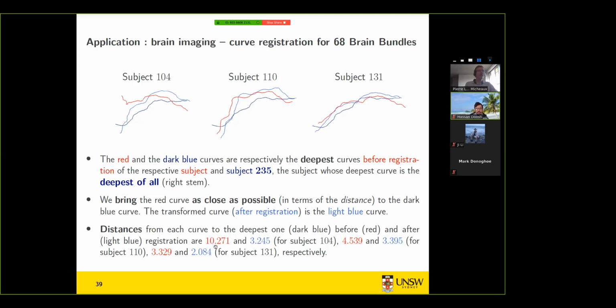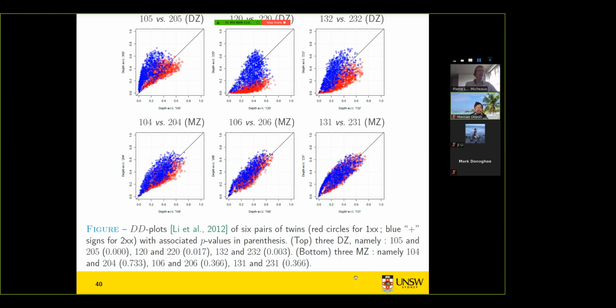And you can see here the distances before and after this process. So 10 before and 3 after for subject 104 and so on. So we are able to realign all these curves together. So when we have done that job to try to make all these brains comparable in some sense, this is what we have done.